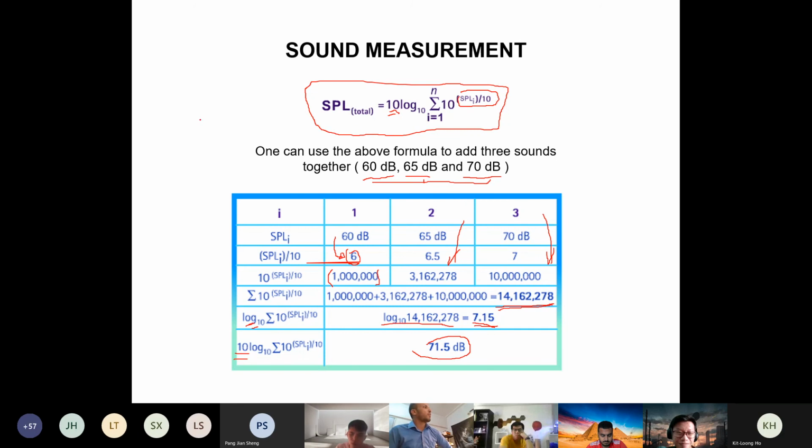Okay, since it's clear, I want you to do this. Let's say we have one source at 30 decibels, one at 55, and one at 65. So how much is the total sound level in the room now? I'll give you 6 or 7 minutes to do it. And I will ask everyone to let me know what the answer is.